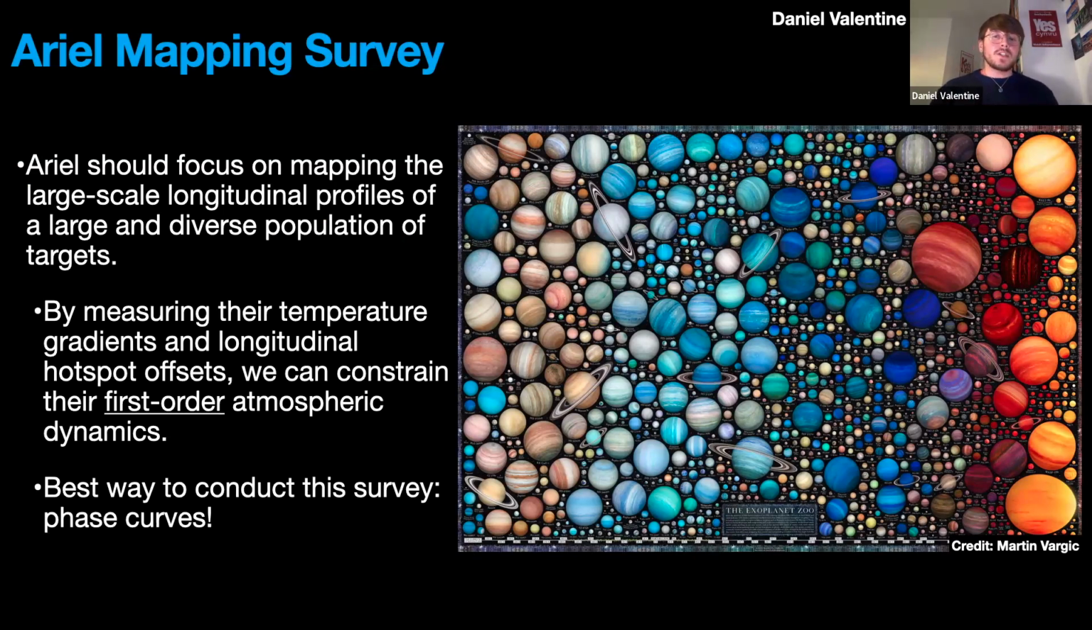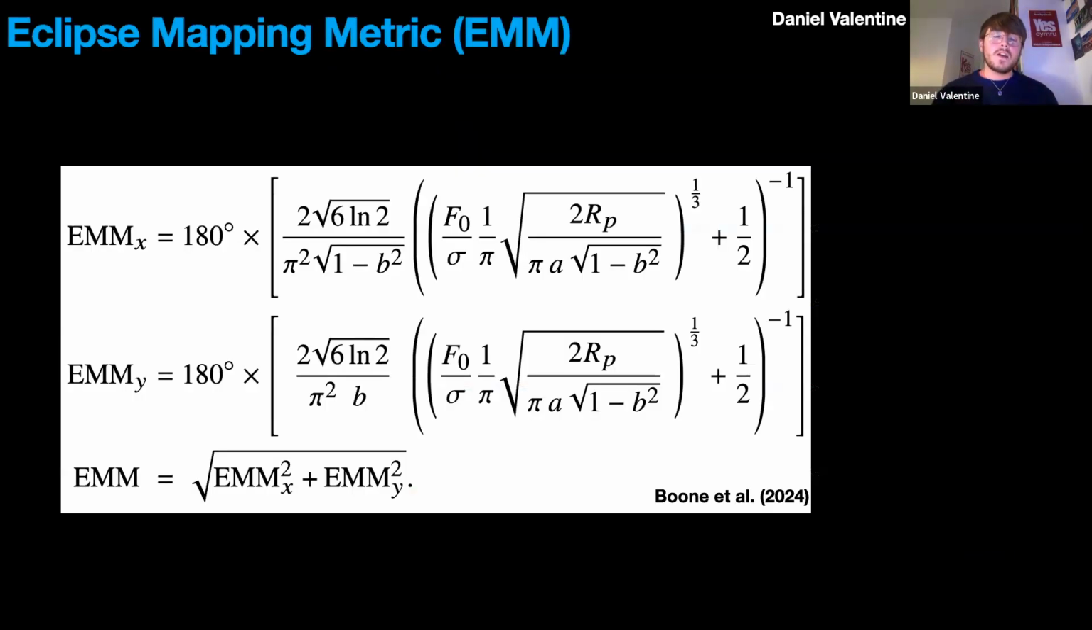So now that we know that Ariel can do the survey and how it should do the survey, the next question is, what is our target list? Well, to determine that, we can use the aptly named Eclipse Mapping Metric. So these equations look quite complicated, and don't worry, they are. So I'm not going to get into the derivation of them here.